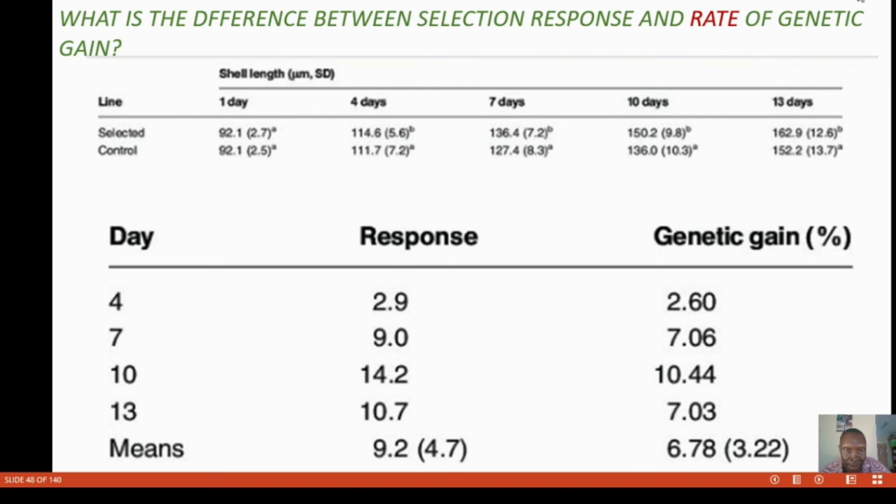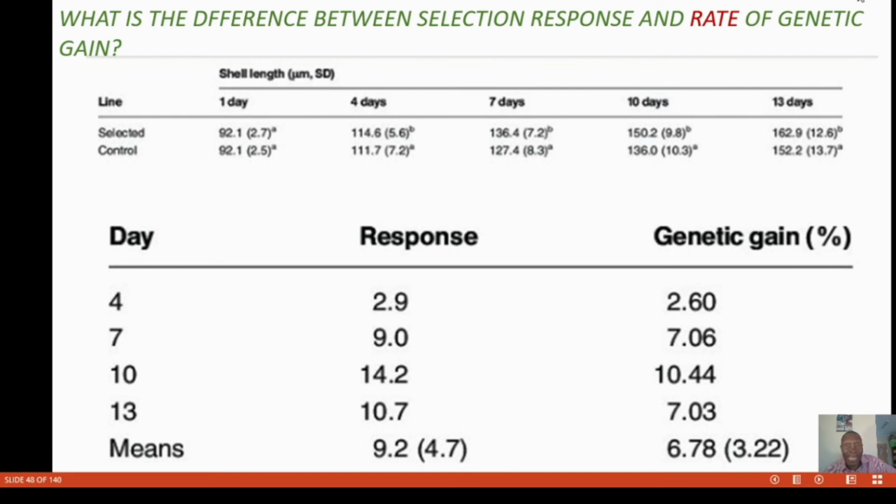Then after 1 week, when looked at what was the control from which the selected was done, the selected was 136.4. And then when we get to 10 days, you can see that from the control, which was changing over a period of time, out of them, we had some that were actually selected that had 150. And after 2 weeks, we had a selection that compared to the control was actually 10 units higher in terms of the shell length.